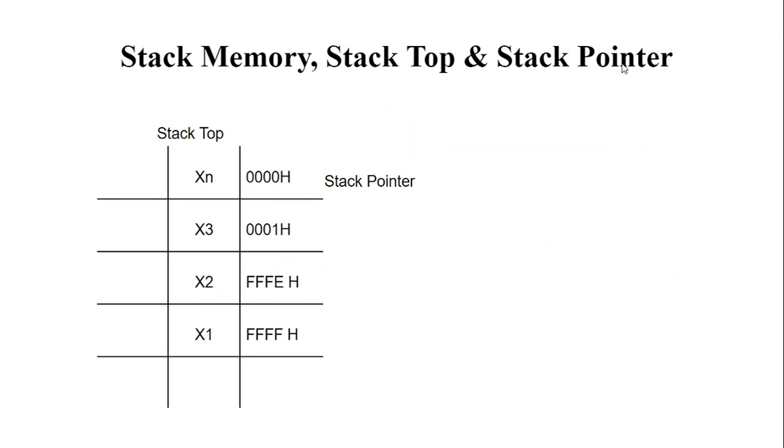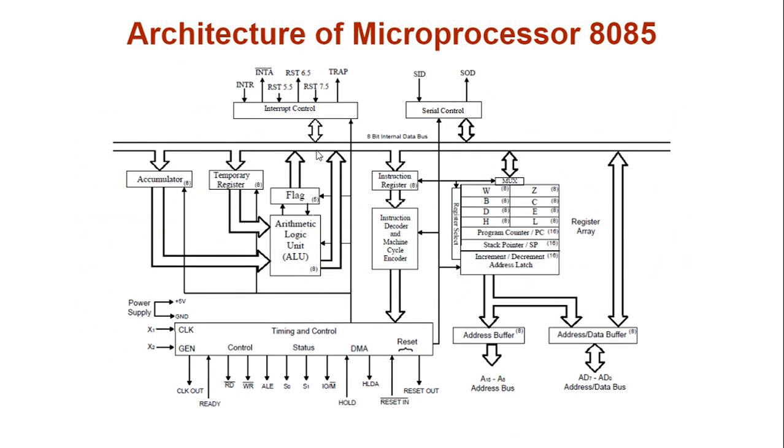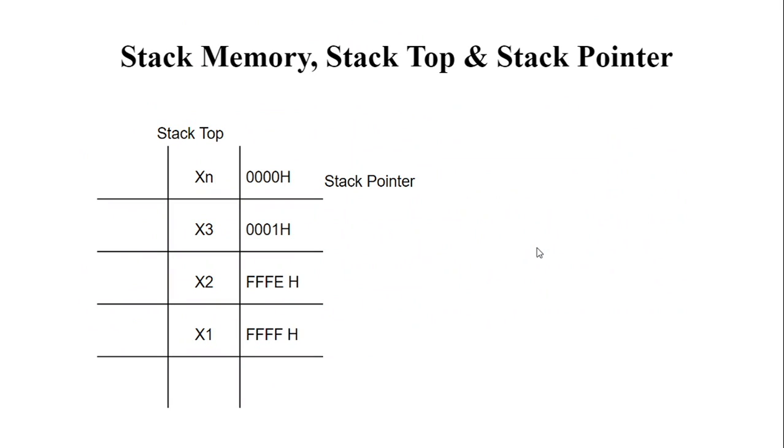Going to the next topic, that is the stack memory, stack top and stack pointer. That block is also available in the architecture block diagram. We have covered these blocks: accumulator, temporal register, arithmetic logic unit, flag, instruction register, instruction decoder, and the general purpose registers along with temporal registers W and Z. Now we are going towards another block, the stack pointer. That block is represented here. Now we discuss what is meant by stack pointer and stack memory.